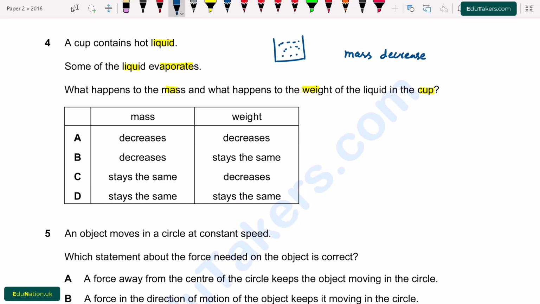We also have to find out what happens to the weight. Weight is the product of mass and acceleration due to gravity. By decreasing the mass, weight also decreases. Now we see the options. Mass and weight. Option A, decreases, decreases. B, decreases, stays the same. C, stays the same, decreases. D, stays the same, stays the same. So both of these decrease. Option A is correct from here.